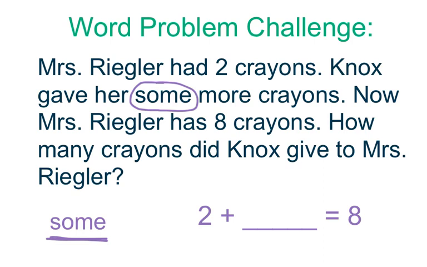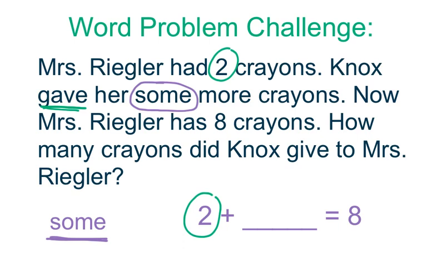Sum is something we don't know. So that means part of our number sentence is missing. We have to look at what the word problem gave us. At the beginning, it said Mrs. Wriggler had 2. That's why we have 2. It says that Knox gave her some more. That's how we know it's a plus problem, not a minus problem.